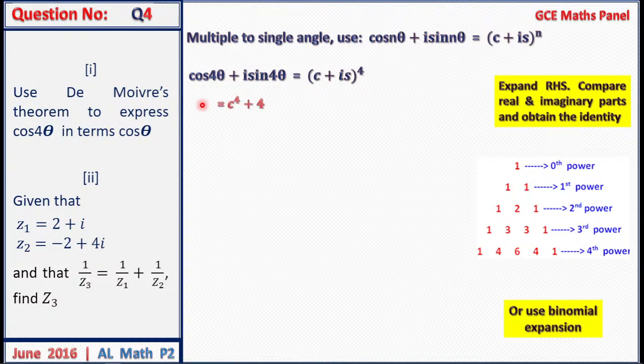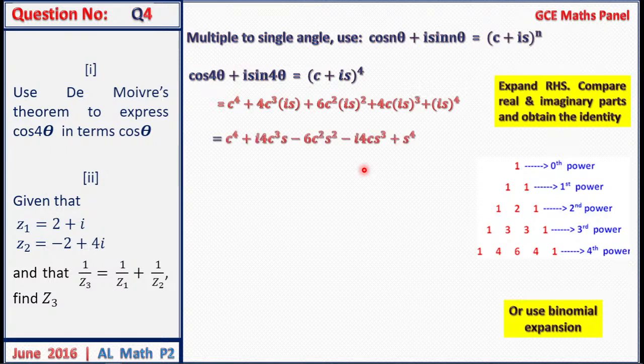So we have cos theta to the power 4 plus 4 cos theta to the power 3 times i sin theta plus 6 cos theta squared times (i sin theta) squared plus 4 cos theta times (i sin theta) cubed plus (i sin theta) to the power 4. You can see the coefficients here, right? 1, 4, 6, 4, 1.